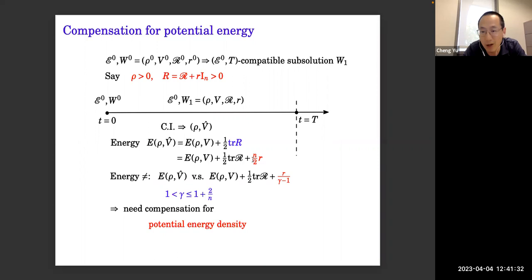But we need to control them. So that's why here we need gamma less than or equal to 1 plus 2 over m. Because if we have this restriction for the value of gamma, then we can control these two red terms. One is less than or equal to the other one, right? Then we can keep the energy inequality.